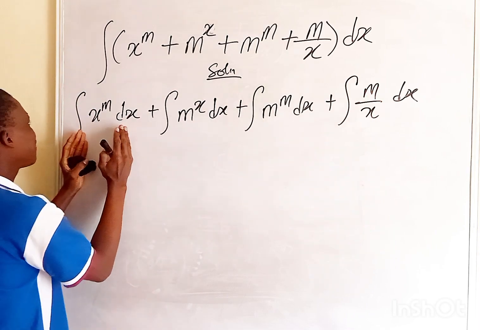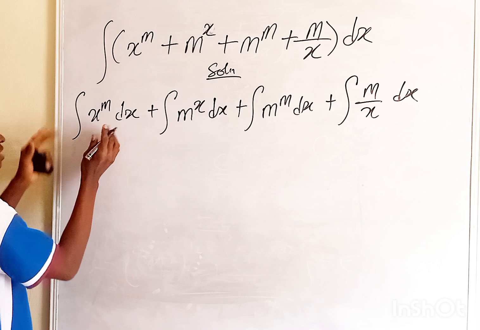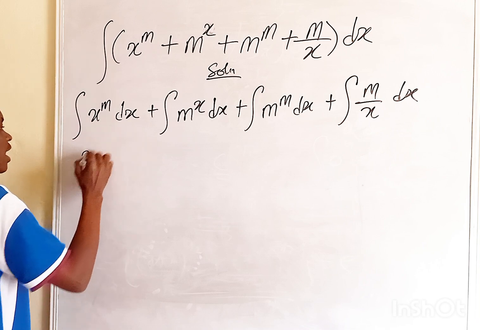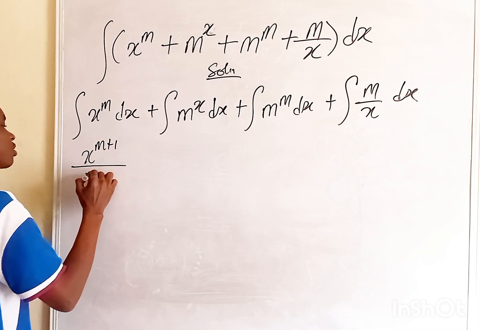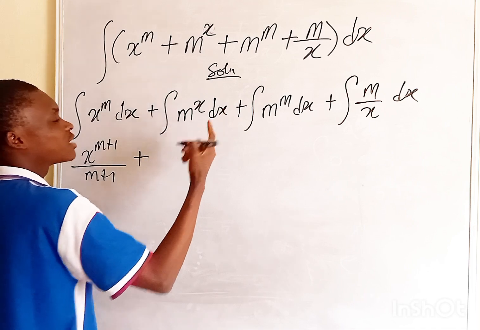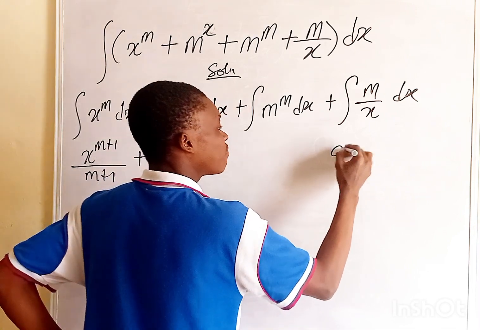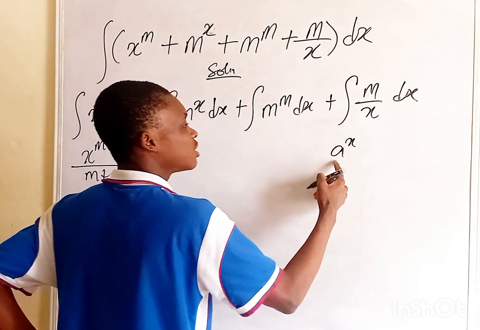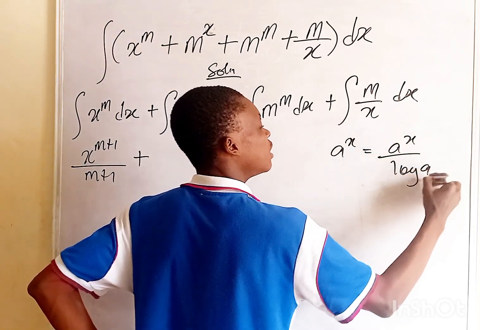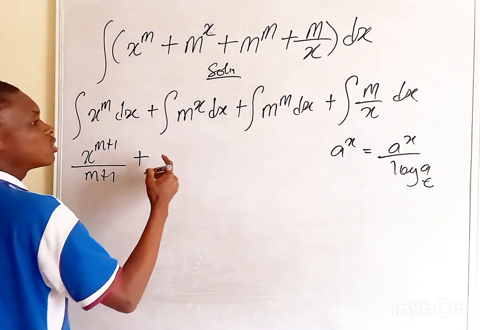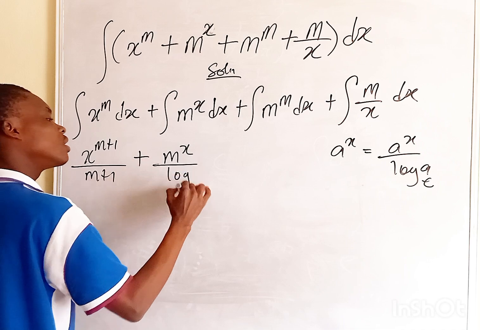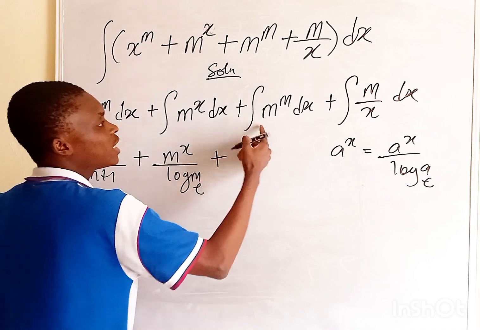So let's integrate this with respect to x. If we integrate this, we have that this is x to power m plus 1 over m plus 1, from normal integration. Plus, if we integrate this, remember that if we have a to power x, you have to integrate a to power x. This is just a to power x all over log a base e, right? So let's integrate here. So this becomes what? m to power x becomes what? m to power x all over log m base e.